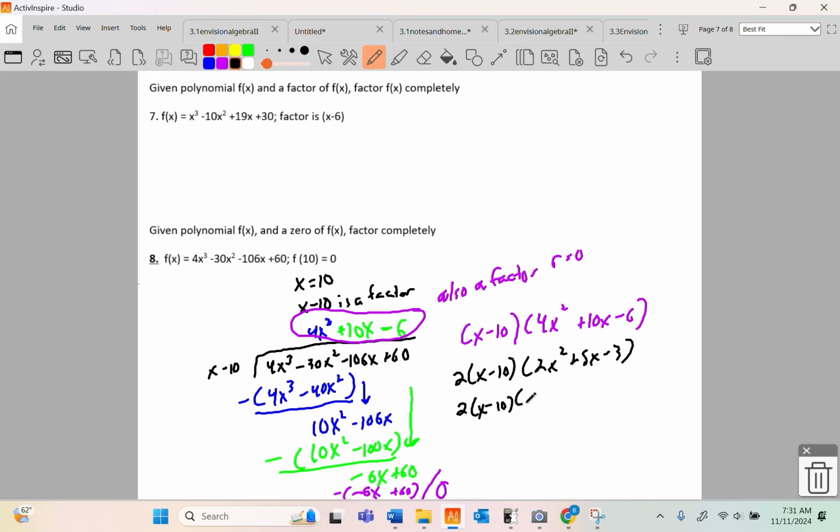And looking at it, I'm pretty sure it takes a 2x and an x to create my 2x squared. Factors of 3 are going to be 3 and 1. The reason I did that order is because I need to add to 5. 3 times 2 is 6, take away 1 is 5. And this is the complete factorization of f of x.